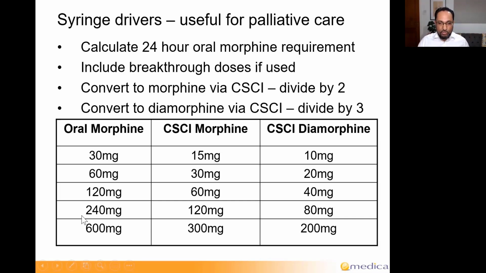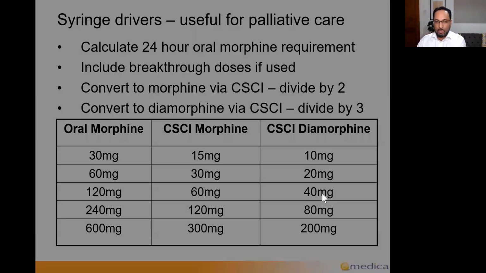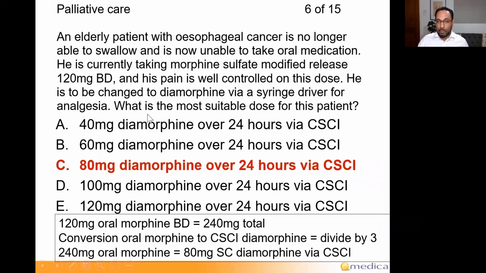So do you see, this patient's total morphine was 240. So if you were changing that to morphine in a syringe driver, not diamorphine, you'd divide by two, that would be 120. But for diamorphine, you divide by three, so it's 80. If someone was on 120 milligrams of oral morphine in total, then for diamorphine, divide by three, that'd be 40. So did you see, if we go back here, common mistakes.